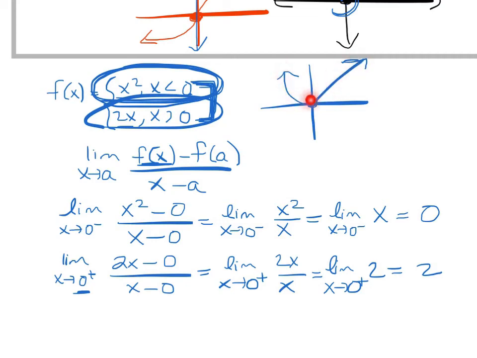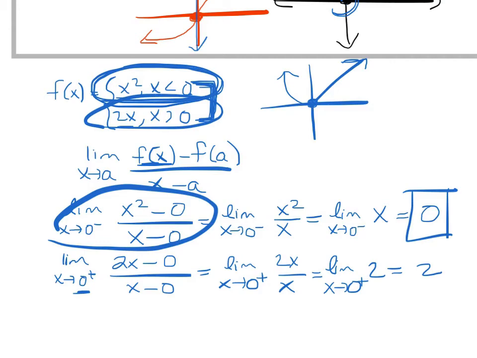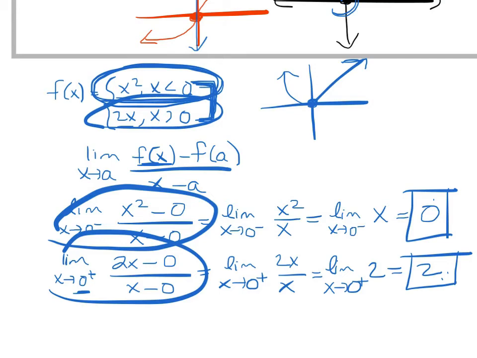So the derivative from the left is 0, the derivative from the right is 2. You can see that here. The derivative from the left is 0, because remember, this is a derivative. The derivative from the right is 2, and since these two don't agree, it is non-differentiable at x equals 0. So you would say it's non-differentiable.